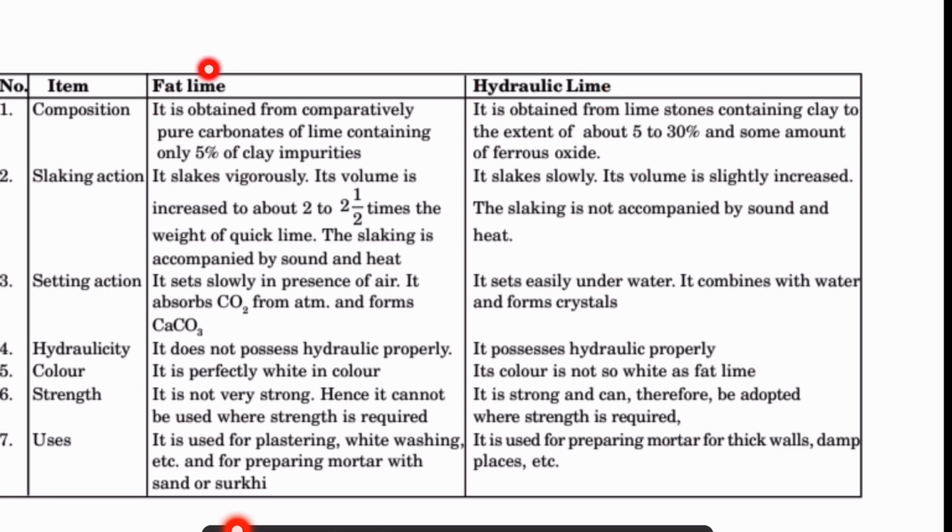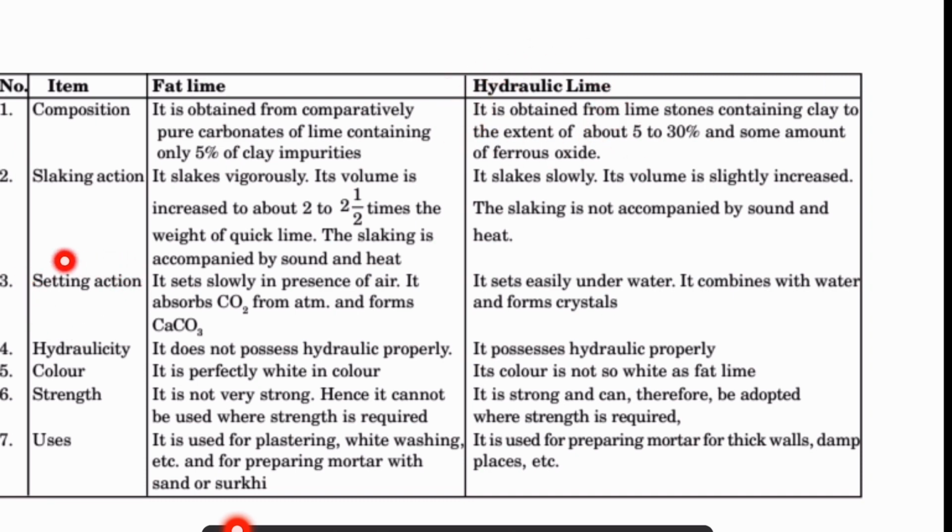If you talk about fat lime, it is the purest form of lime. It contains very less amount of impurities. In terms of clay, the impurities will be less than 5%. Because of the less amount of clay impurities, it does not have the ability to set under water. While the hydraulic lime has a good amount of impurities, varying between 5 to 30%, and some amount of ferrous oxide. Because of this, it sets under water. Talking about the slaking action, fat lime slakes vigorously, while this is not the case with the hydraulic lime.